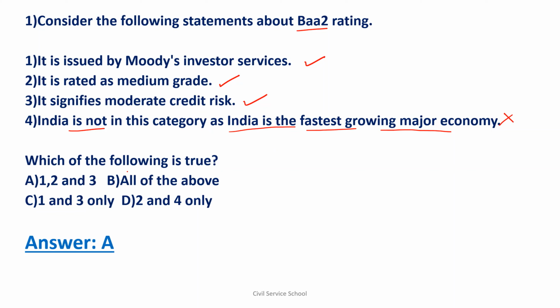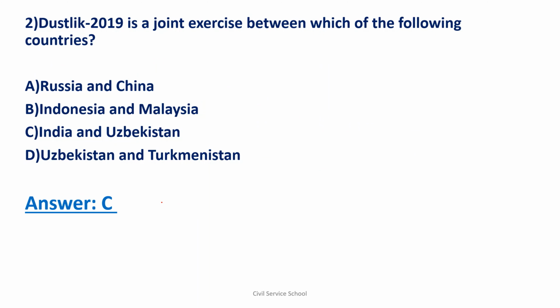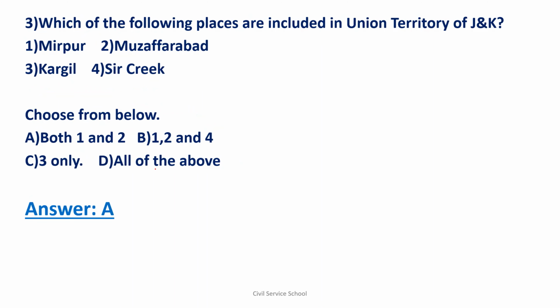Which of the following is true? We know that 1, 2, 3 are true. So answer is A. DASLIC 2019 is a joint exercise between which of the following countries? Russia and China, Indonesia and Malaysia, India and Uzbekistan. That is true. Uzbekistan and Turkmenistan. DASLIC 2019 is actually a joint exercise between India and Uzbekistan.